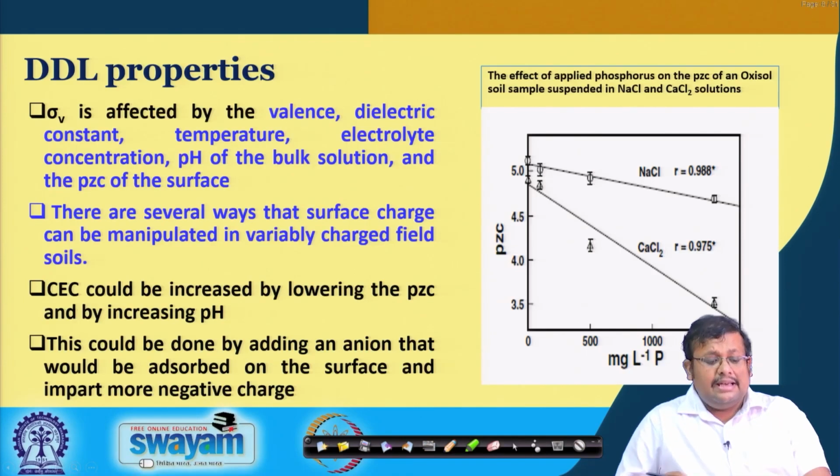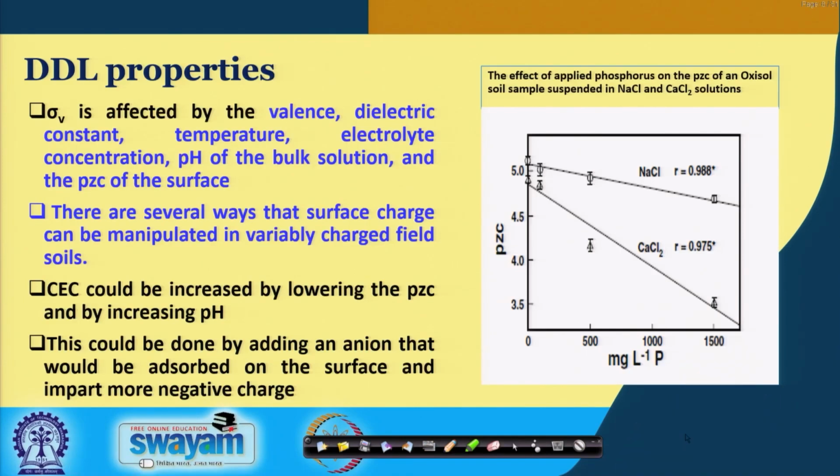So, one thing is clear: this surface charge, or psi or sigma v, is affected by the valence, dielectric constant, temperature, electrolyte concentration, pH of the bulk solution and the zero point charge of the surface. There are several ways through which the surface charge can be manipulated in variably charged soil. For example, CEC could be increased by lowering the PZC and by increasing the pH.